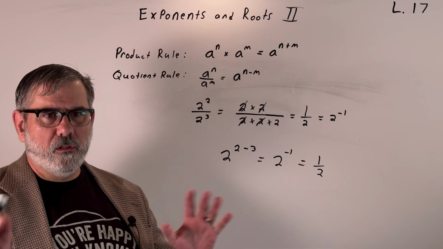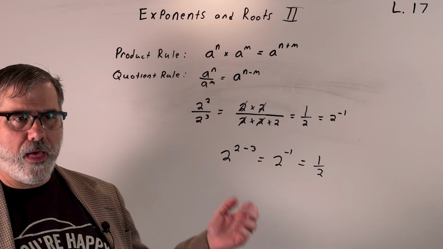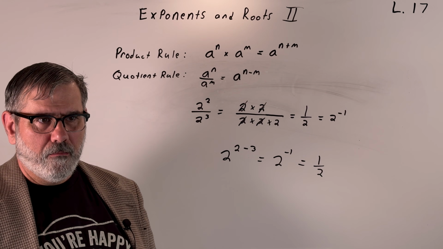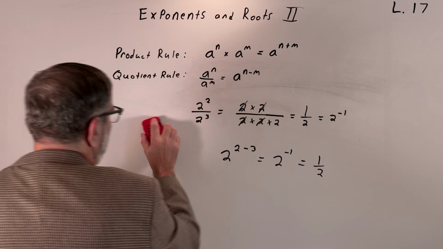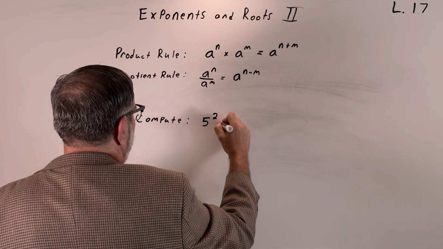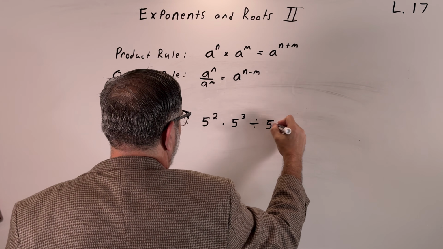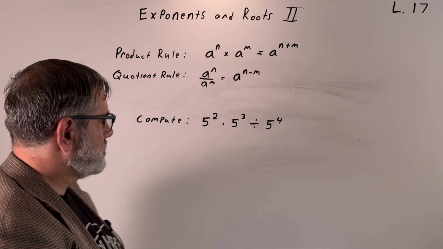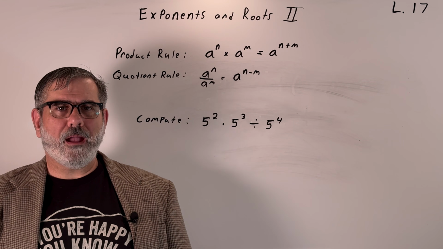So that's a little funny, granted, that we have to interpret these negative exponents, meaning 1 over that number. But once you get used to it, it'll be simple. So let me give you an example to try. Compute 5 squared times 5 cubed divided by 5 to the 4th. So go ahead and pause the video. Try that at home. Come back when you have your answer.